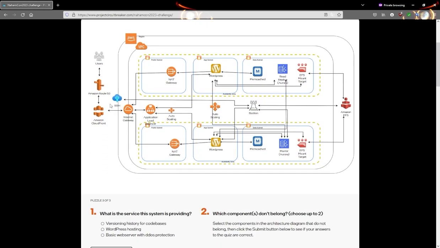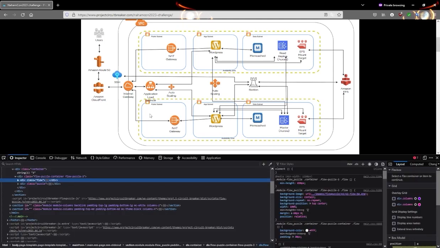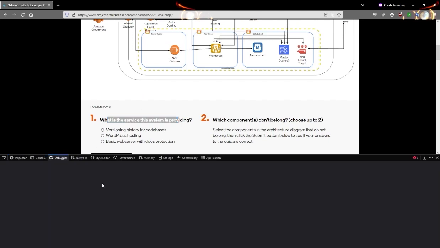Just to prove my point, let's go to the questions of this one. What service is this system providing, and which components don't belong here? They have already given us the project where they took these architecture diagrams. These are open source, so we can learn a lot of things here. I will share that link with you guys in the description as well. So what is the service this system is providing? The system is providing basically WordPress hosting, and I will prove that to you in a second.